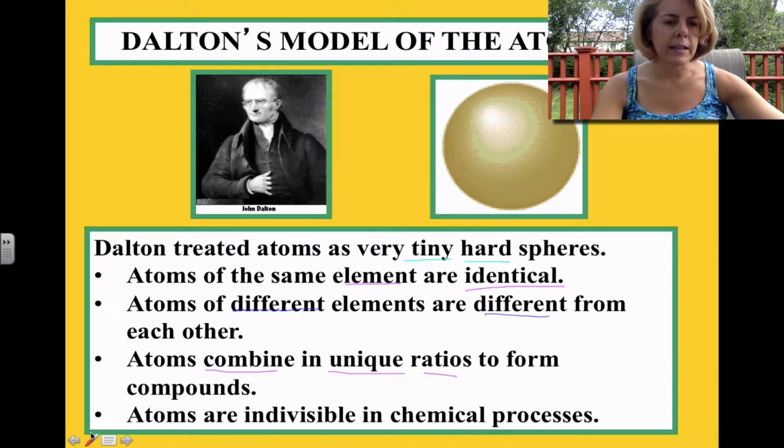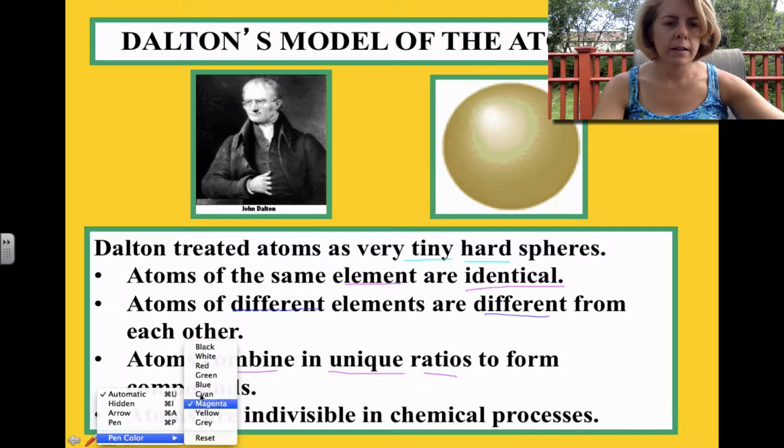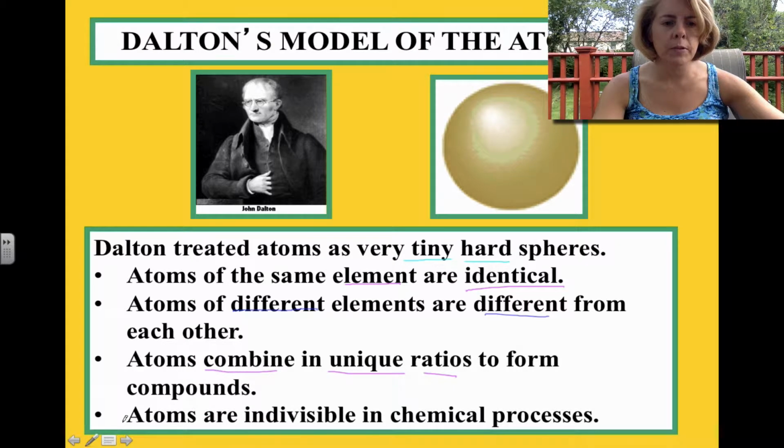And then lastly, he said that atoms are the smallest bit you can get. So when you have a chemical process, those atoms cannot be divided up. That's the smallest building block that you have within chemical processes.